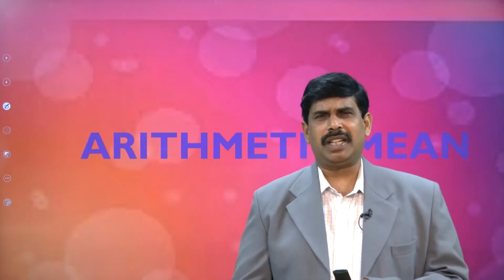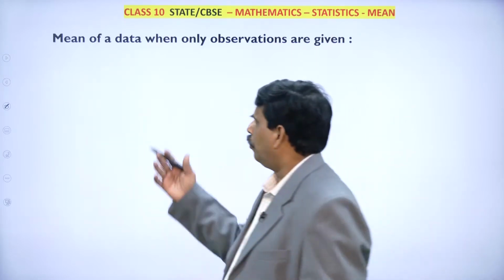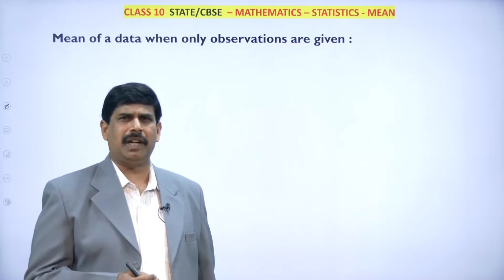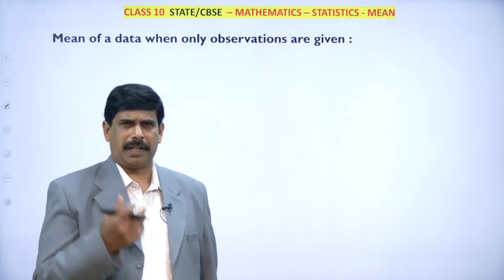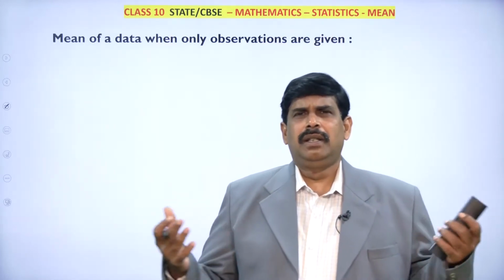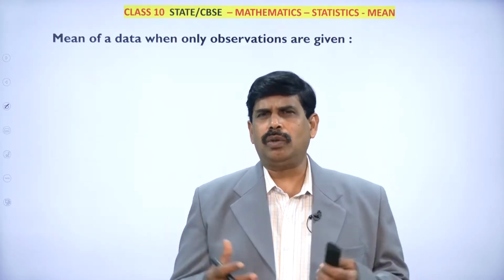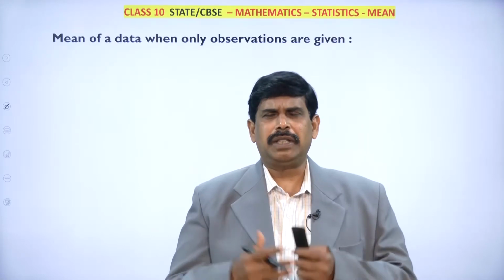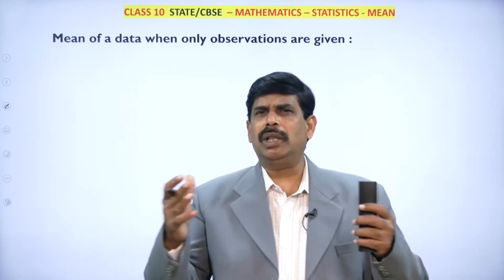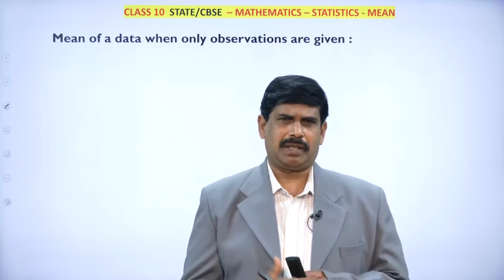Let us see what is arithmetic mean when only observations are given. So mean of a data when only observations are given. Say suppose some values are given, how do we get the mean of a data? See, you know you have 6 subjects. You have got your marks, say suppose. So now out of these 6 subjects, if somebody asks you what is your average, what do you do? You add all the marks and that is divided by the number of subjects.